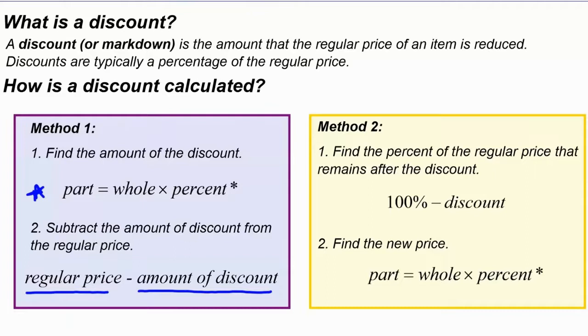The second method would be to find the percent of the regular price that remains after the discount. So we would take 100%, which is the full price, and subtract the percent that the discount is. So for example, if we had a 10% discount on something, that means 90% of the price will be left because we're taking 10% off. So that's 100% minus 10%. And then we can find the new price by taking the whole times the percent and find the part using the percent that's left. Rather than finding the amount that's taken off and subtracting it, we can find the percent that's left.